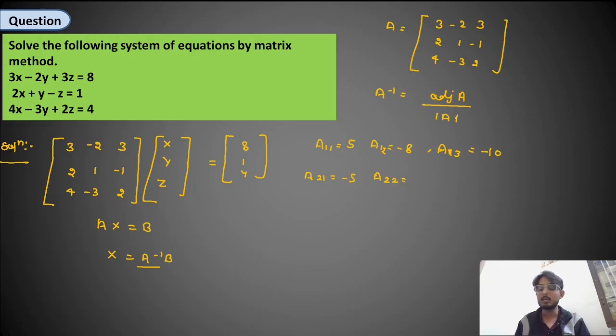A22: eliminating the second row and second column. 3 6s, 3 4s are 12, 6 minus 12 equal to minus 6. A23: eliminating the second row and third column. When you eliminate the second row and third column, you will get 3 minus 2 4 and minus 3, 3 3s are 9, minus 9, 4 2s are 8, minus 8, minus 9 plus 8 equal to minus 1, and your sign will be changed, so you will get plus 1.